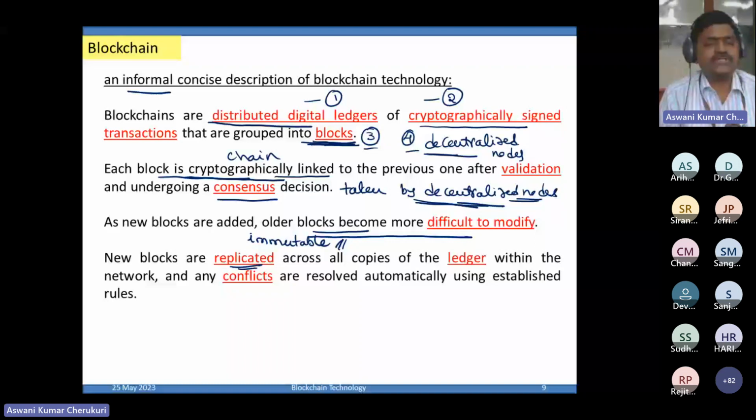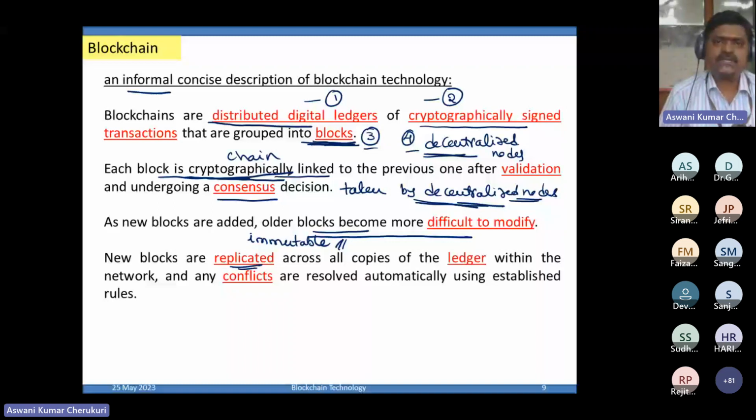So number two, it is signed transactions. A couple of transactions are grouped into blocks, and the blocks are cryptographically linked, creating a chain, and the chain is maintained by the decentralized nodes. So this is the blockchain, a very broad understanding.